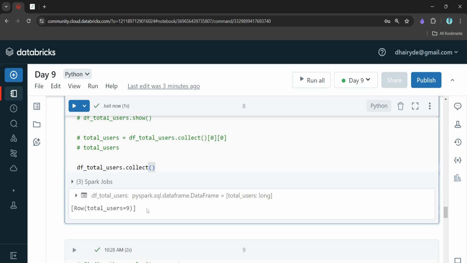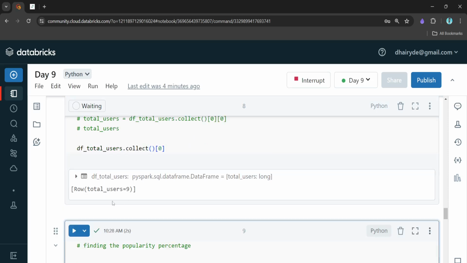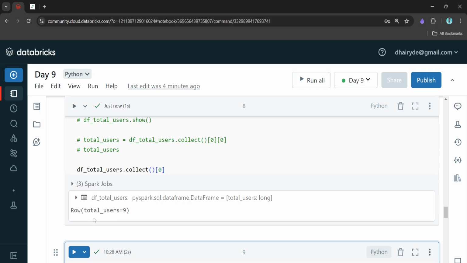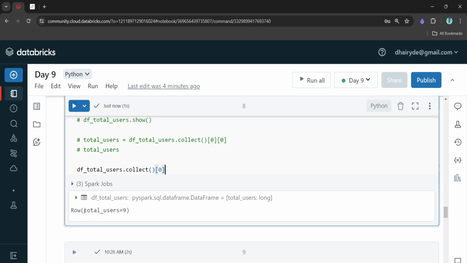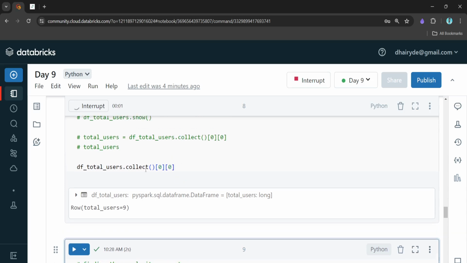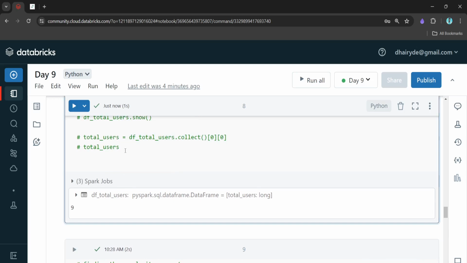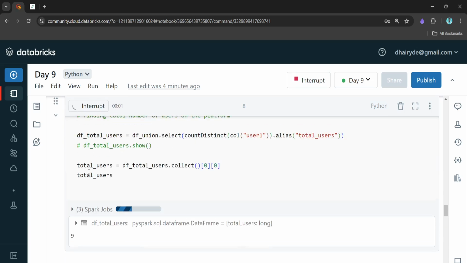So now we have the list. From the list, I need the first value. If you see here, if I do it like this, then we will get the first record. The list will go, right? So now we don't have a list. Out of this also, we need the first column value, right? So total user is nothing but the first column. So we need to write like this. If we write like this, we will get 9, right? And once we have this, we can simply assign it to a variable and use that later. So if you see here, total user we have as 9. So this also we got.